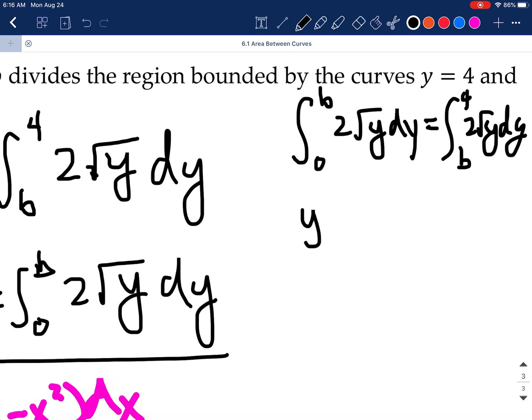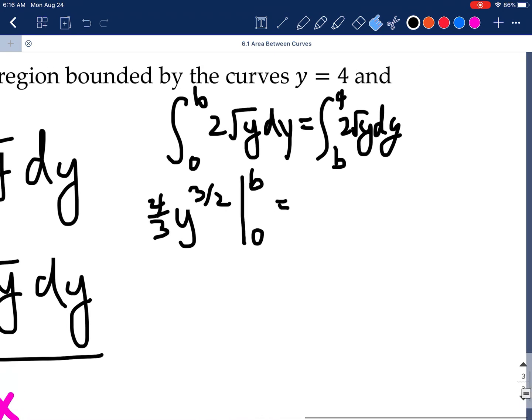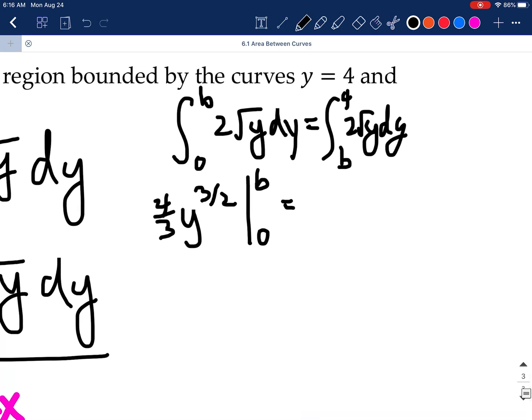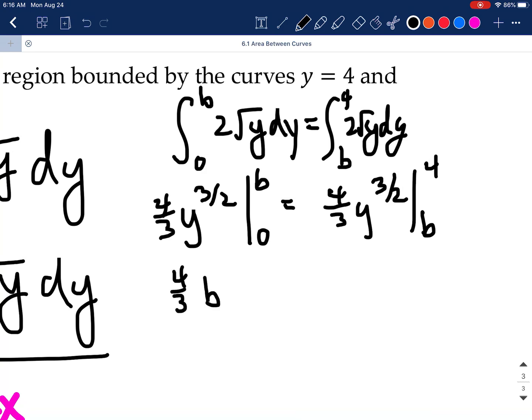So if we anti-differentiate, y to the 3/2 times 2/3 is going to be 4/3. And then scoot over here, we'll have the same thing from b to 4. So we'll get 4/3 b to the 3/2. At 0, it's just 0. And then 4/3 times 4 to the 3/2, which is 4 cubed is 64. The square root of 64 is 8, so it's going to be times 8.